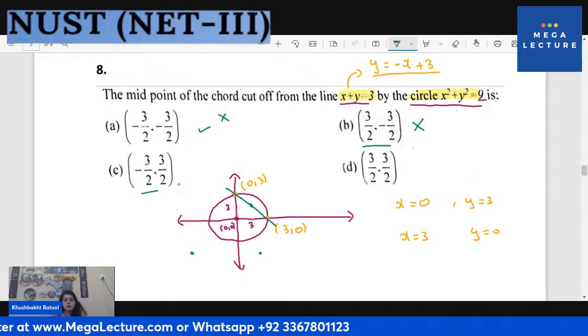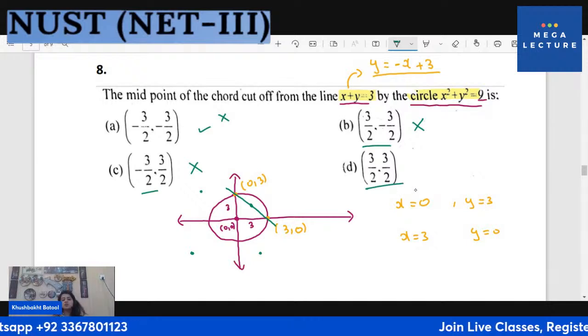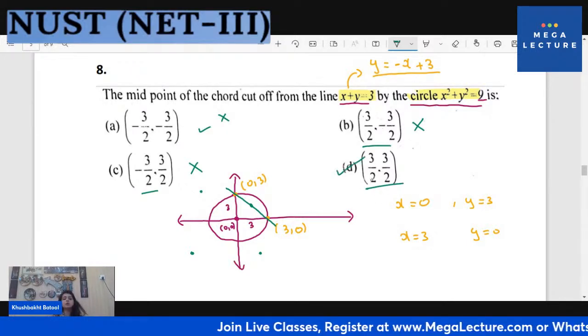X is negative and y is positive. It is something here. This cannot be the answer. This is the only choice which is lying in the first quadrant. That is how I know D is going to be the answer.